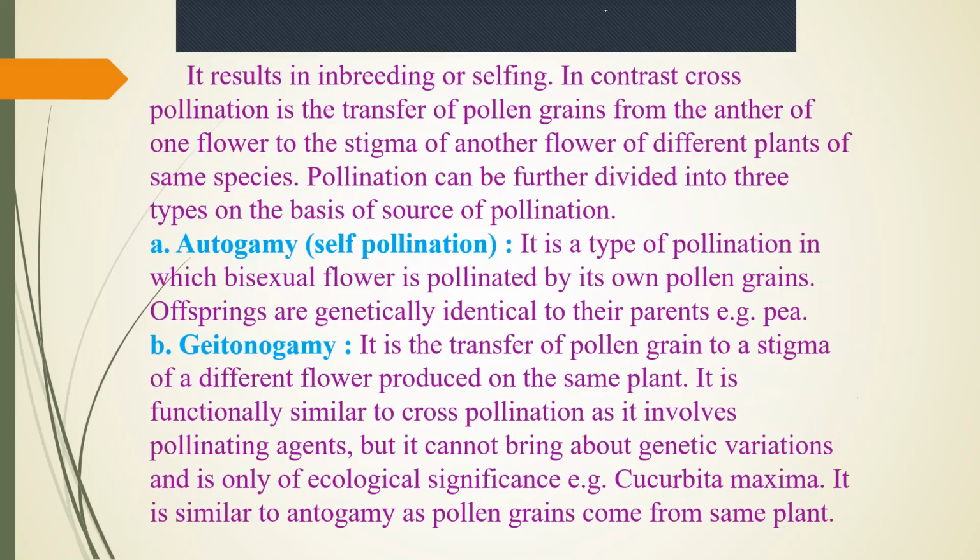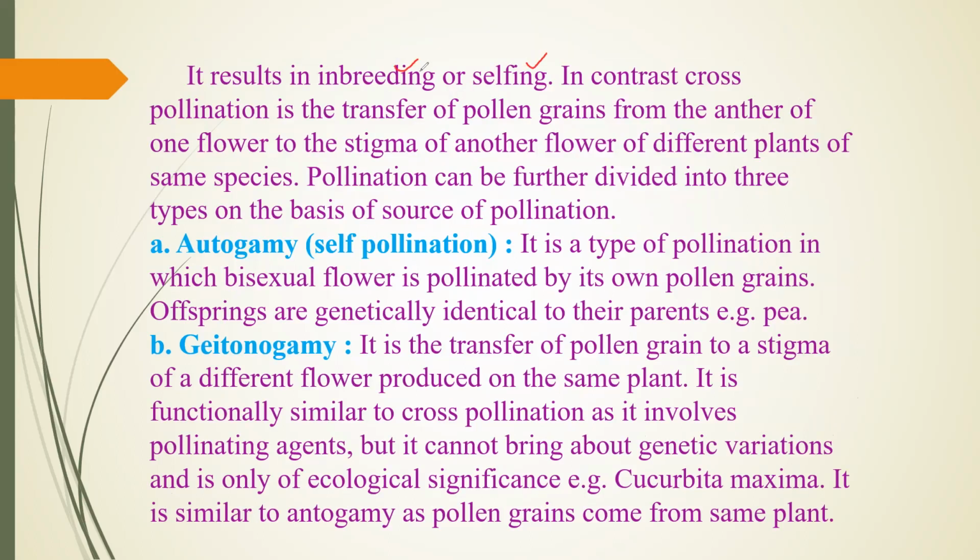Then when self-pollination occurs, it leads to selfing, inbreeding, because both flowers belong to the same plant. The flower is single, belonging to the same plant. So in turn, it leads to inbreeding. It is not going to change any genetic constituent, which we call selfing.